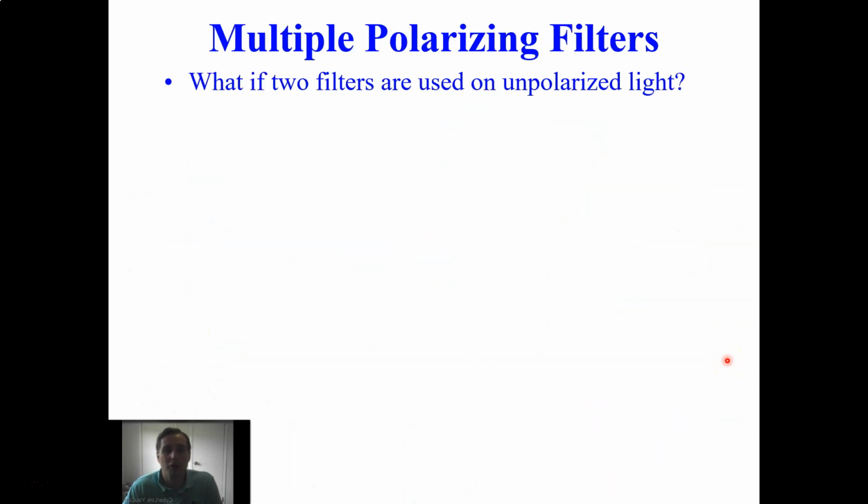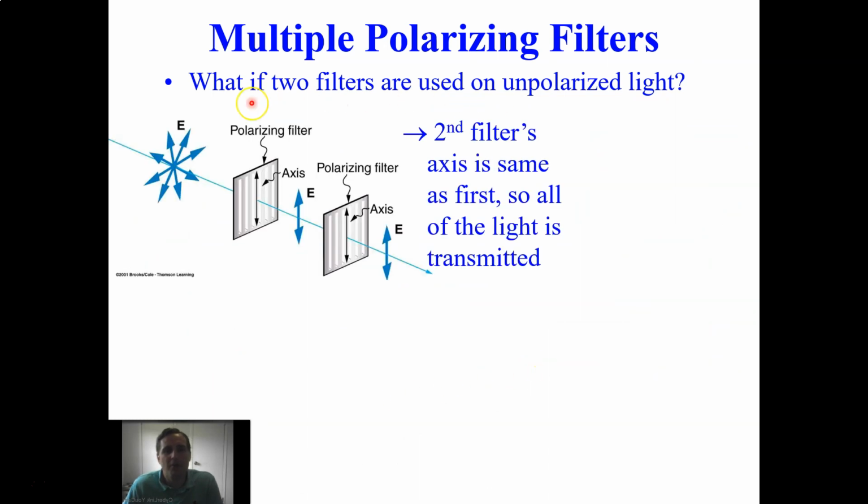Now, what if you have multiple polarizing filters? If you have multiple polarizing filters, interestingly enough, the first one is usually called the polarizer. In other words, what emerges is polarized.